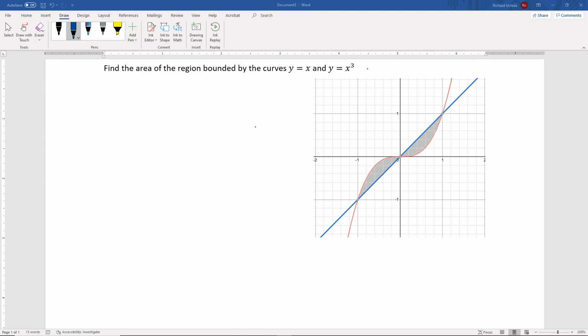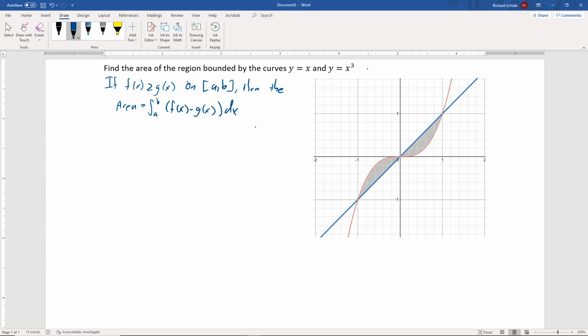Now in general, let's say you had one function f of x greater than or equal to g of x on the interval from, let's say, a to b. Then the area of the region bounded by those two curves within that interval is equal to the integral from a to b of f of x minus g of x, dx. So it would be the integral of the function on top minus the function on bottom.